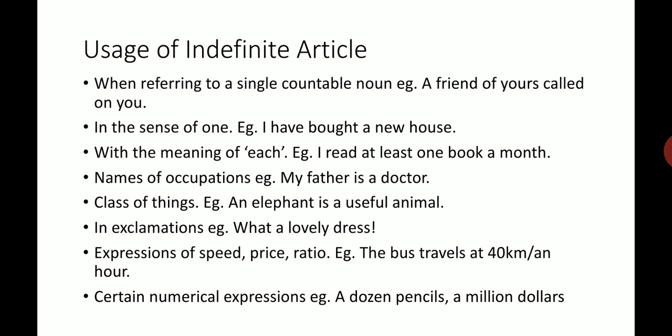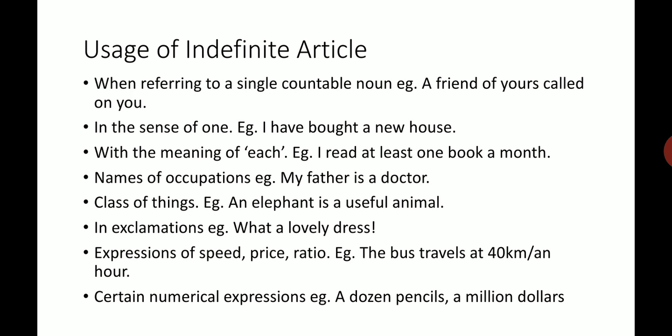Now you will be taught the usage of indefinite article. Now, when we refer to a single countable noun in general, we use an indefinite article. That is, when we are not referring to something or someone specific, or when the reader does not know which one is referred to, then we use indefinite article. For example, a friend of yours called on you.